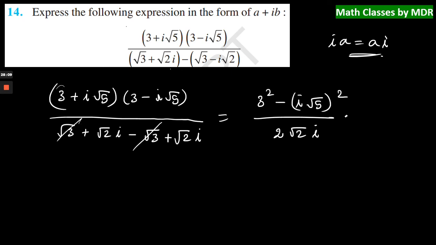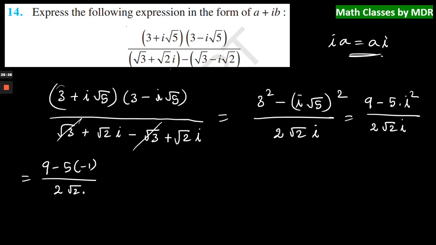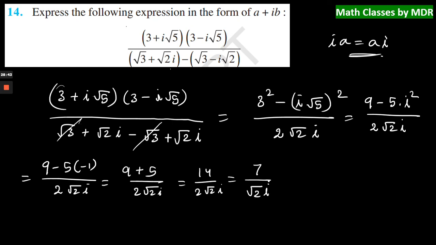So what is this value? 9 minus root 5 whole square, which is 5 into i square, by 2 root 2i. So what is i square? i square is nothing but minus 1. So let us take minus 1 here: 9 plus 5 by 2 root 2i, which is equal to 14 by 2 root 2i, which is nothing but 14 by 2 is 7, so 7 by root 2i.